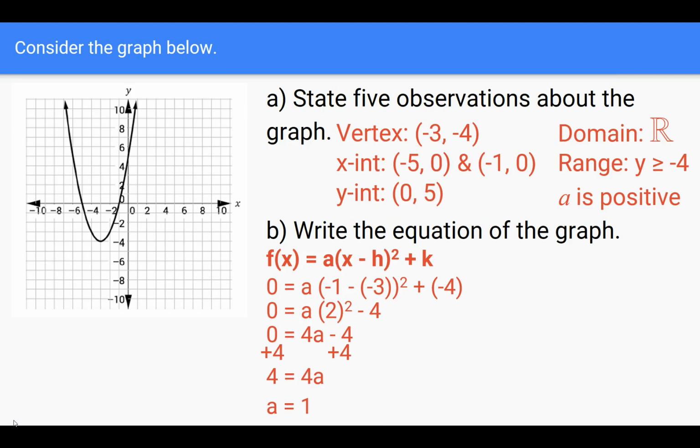Okay, so on the board, we plugged in the point -5, 0. On the TV, I plugged in -1, 0. On the screen, I just did the other x-intercept. Did it matter? No. Did I get the same A value? Yeah, so it's okay.